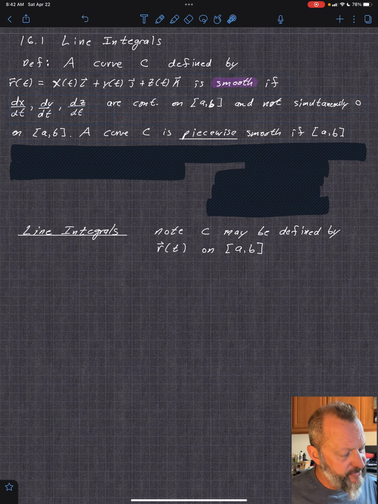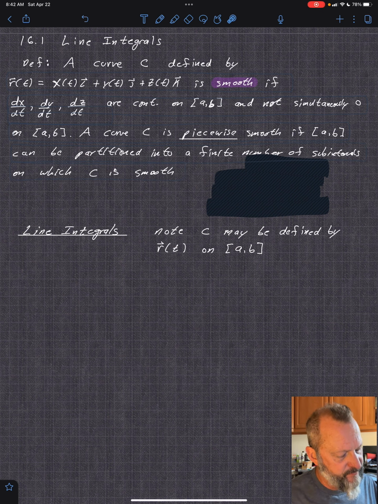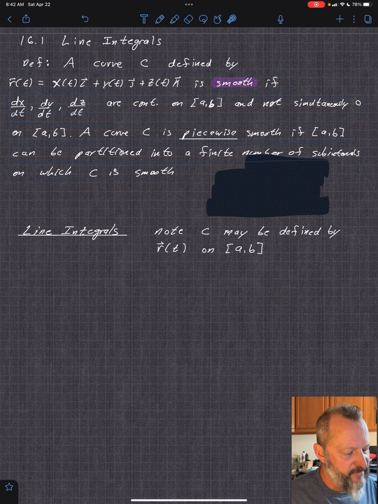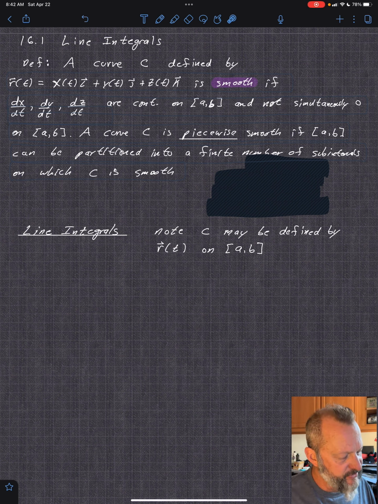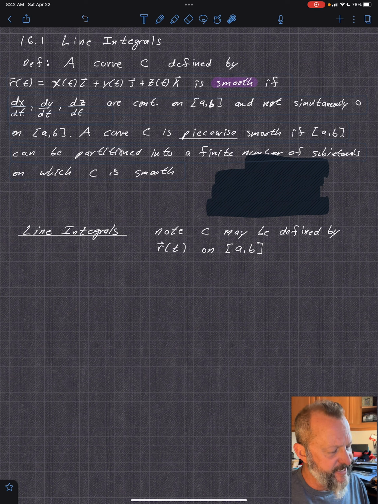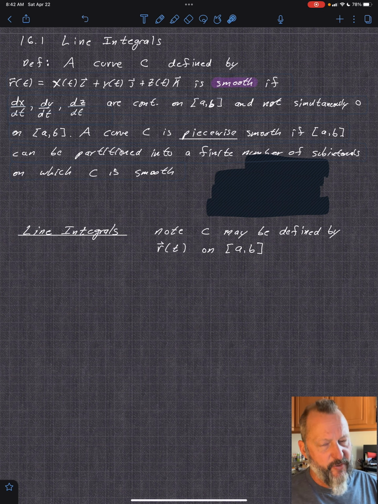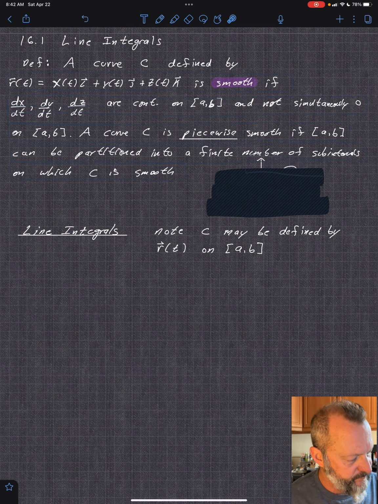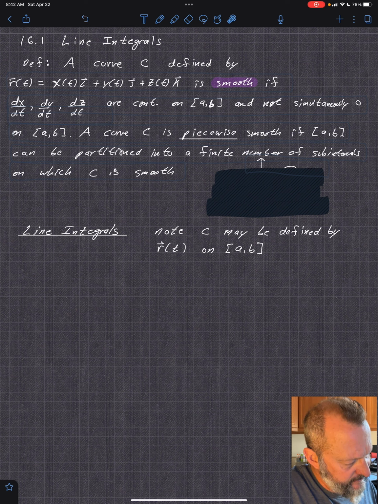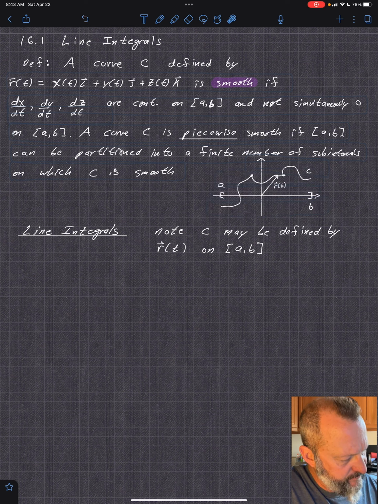Okay, the curve is called piecewise smooth if you can basically cut it up and it's smooth on those individual intervals. So it's piecewise smooth if AB can be partitioned into a finite number of subintervals on which C is smooth. Okay, and I'll have a picture of that. So write that out and draw this picture.